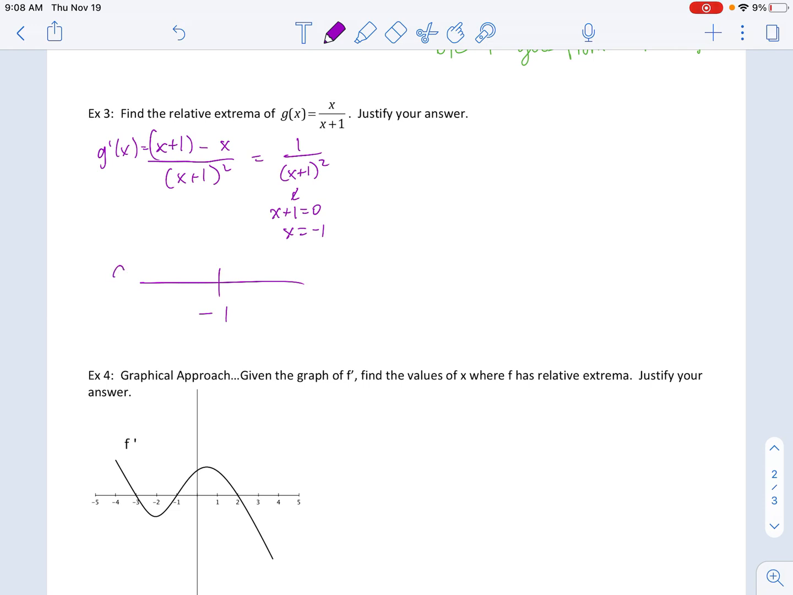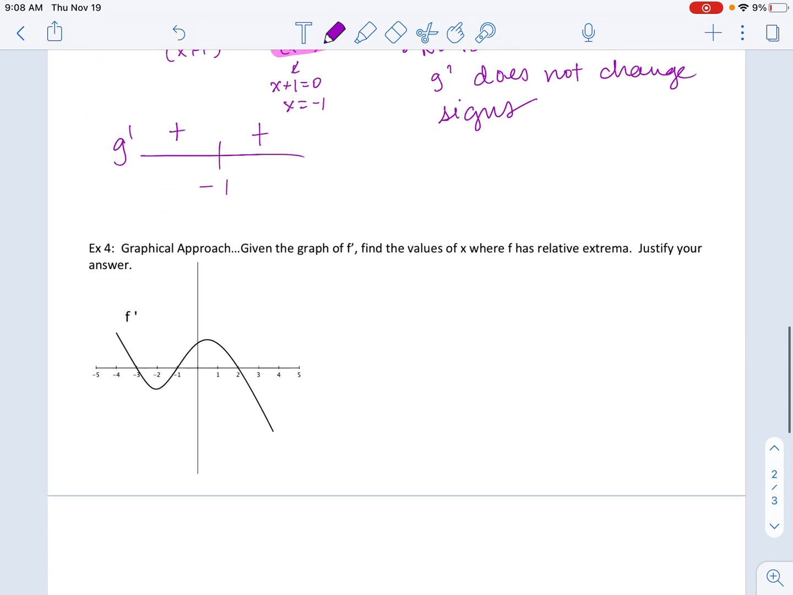If I throw that down on a sign chart and I test in this function, well, that's not helpful. If I test in that function, the bottom is always positive because whatever I get plus 1, square it, it's positive, right? So this function goes like this, and that means that there is no relative extrema, because there is no sign change. Because g prime does not change signs.